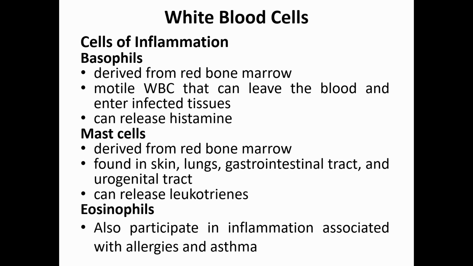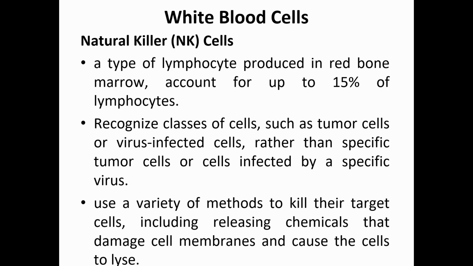Eosinophils also participate in inflammation associated with allergies and asthma. Next, you have your natural killer cells. This is a type of lymphocyte produced in red bone marrow. They account for up to 15% of lymphocytes, and they recognize classes of cells such as tumor cells or virus-infected cells rather than any specific tumor cell or any specific cell infected by a specific virus. They use a variety of methods to kill their target cells, including releasing chemicals that cause the cell membranes to lyse.